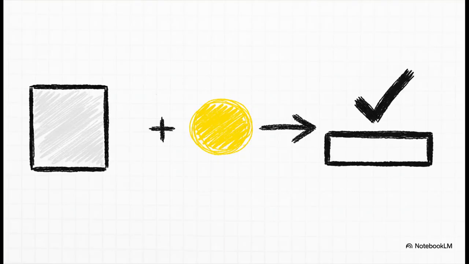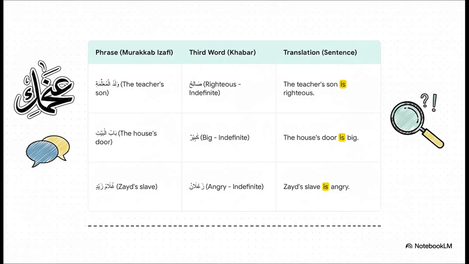So here's rule number one. If that third word is indefinite and it's in the nominative case, then bam, it's the predicate, the khabar. It's the part of the sentence that tells you something about your subject. It finishes the thought and turns that little phrase into a full-blown sentence. And check this out. You can see the rule in action right here. Look at these examples. The teacher's son, righteous. Because righteous is indefinite, it becomes the predicate. Now notice in the English translation, you have to add the word "is" to make it sound right. That little word is your big flashing sign that you've just made a complete sentence.